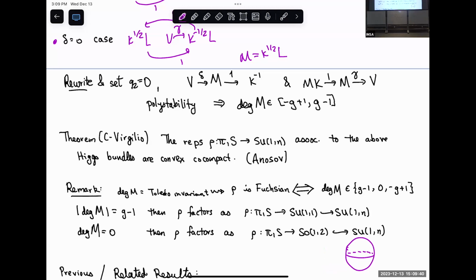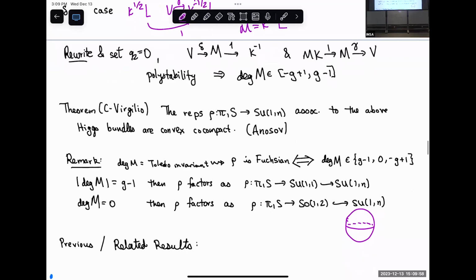But is it ever that it acts co-compactly on the full ball? No. Except for, of course, when it's SU11, so that's, I guess, the point. Your group is kind of too small for that to happen.